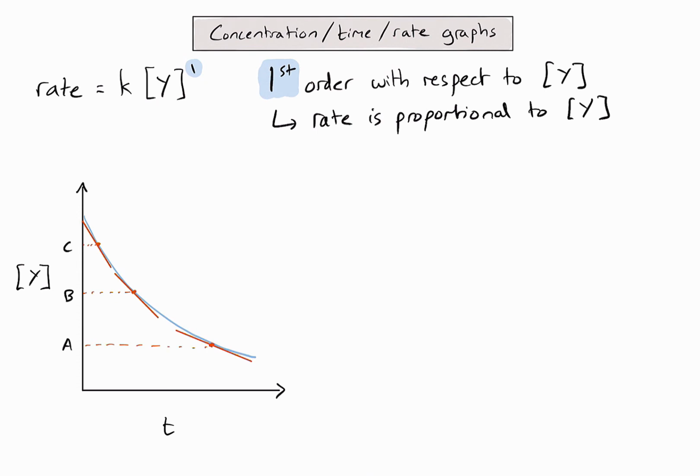As you can see, the tangent, as I move through my reaction, is becoming shallower, meaning the rate is decreasing as the concentration of Y is decreasing. So let's now try and plot that on a concentration versus rate graph.